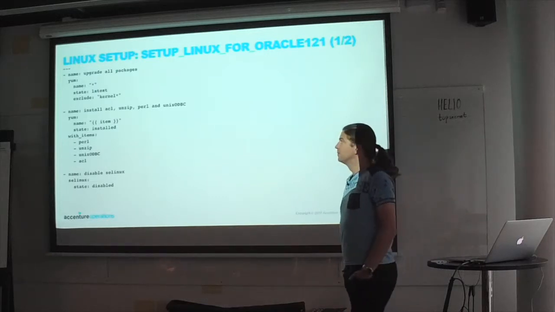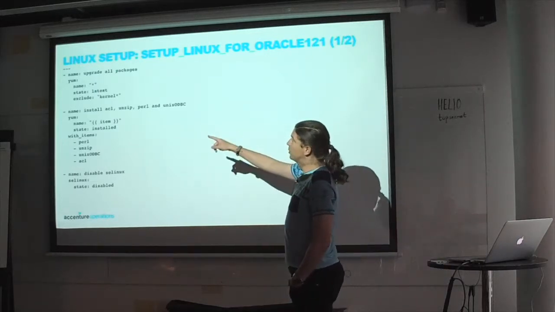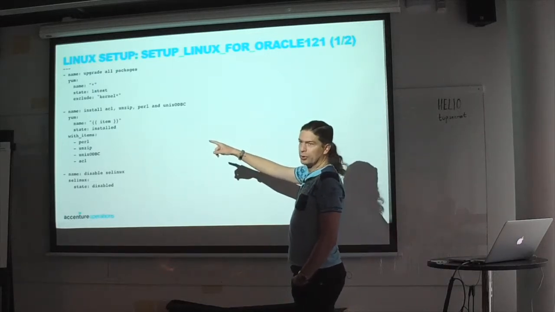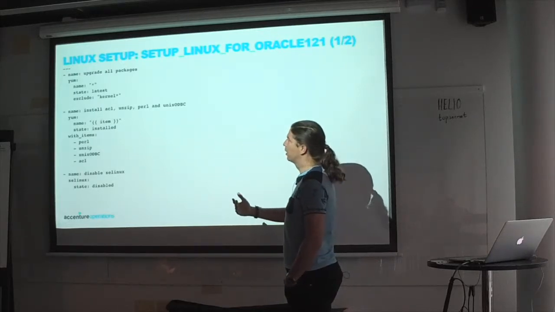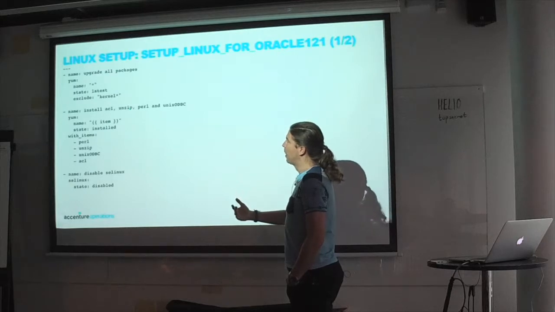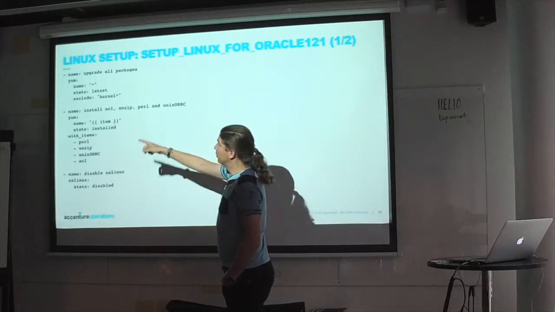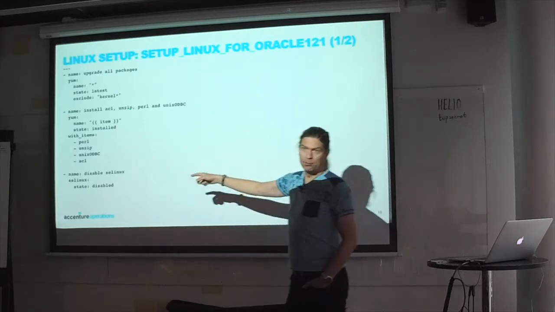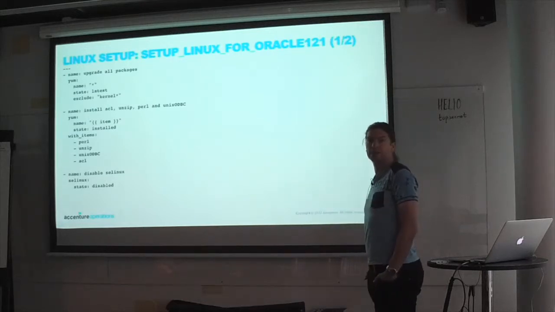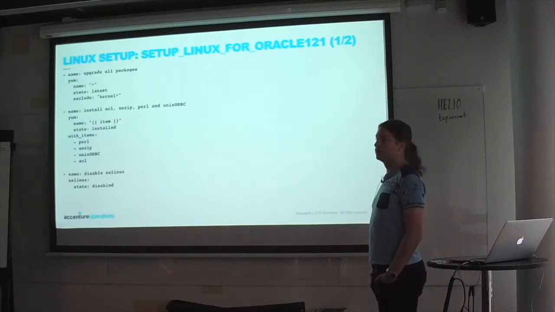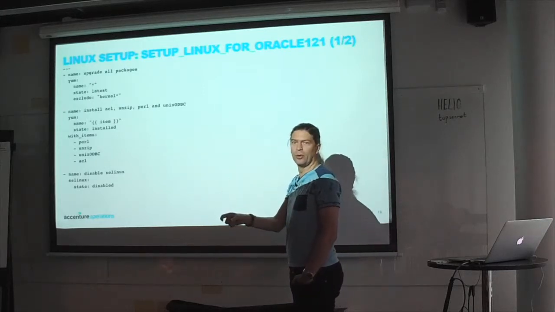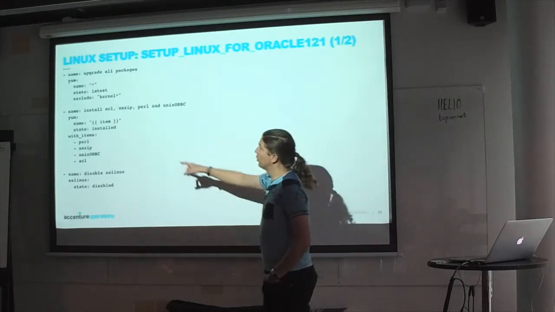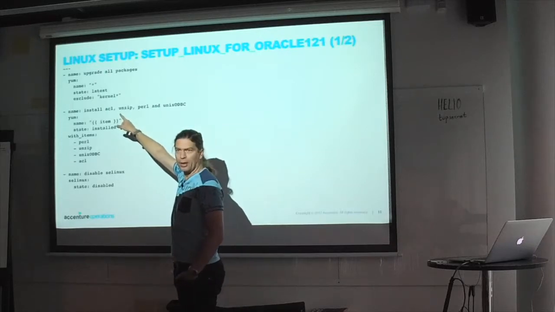And then we move on. I like to install the latest version of packages if I am installing Oracle on a new system. And this is how I do it. I say yum, name star, state latest. That's really easy. Oh, and by the way, I just installed a specific version of the kernel, and there might be a newer version, so I exclude anything kernel related.